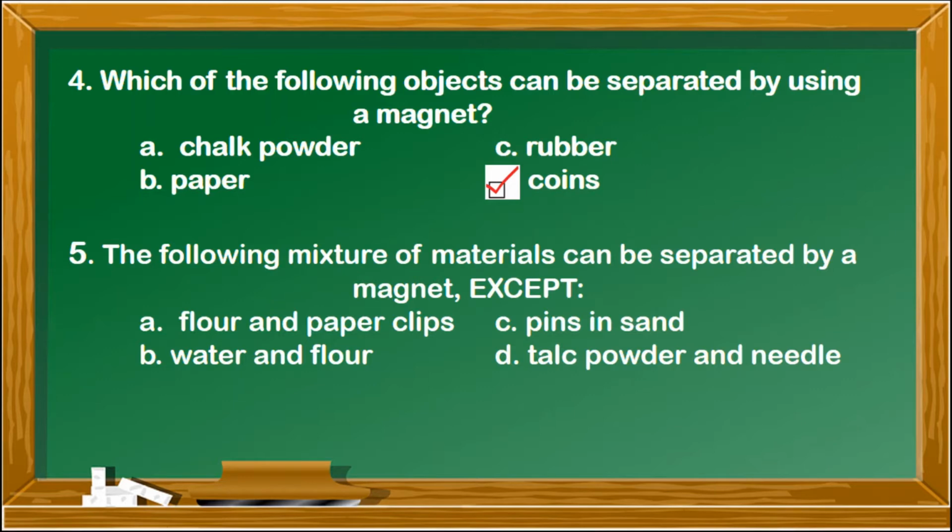Number 5. The following mixture of materials can be separated by a magnet except. Okay, the choices in number 5, children, are all related to magnets except for one. Letter A. Flour and paper clips. B. Water and flour. C. Pins in sand. D. Talc powder and needle. What is your answer? It is letter B. Water and flour.